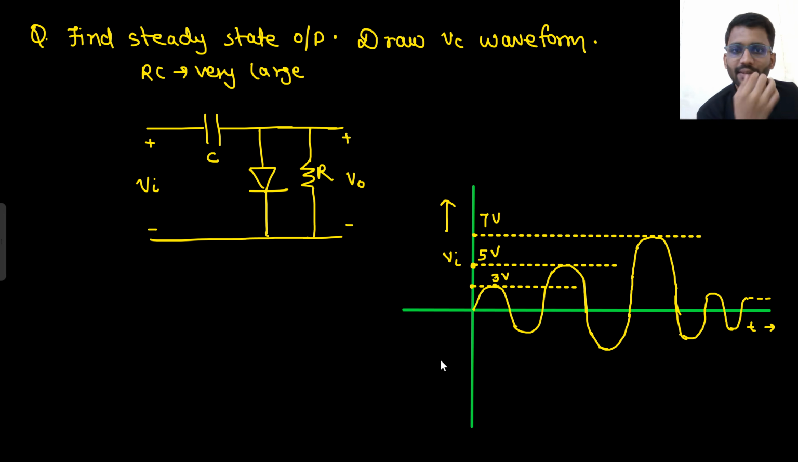Okay, so this is the question that I just now designed. So the input is given, you need to tell the steady state output voltage, also you need to draw the VC waveform. So tell me what will be the steady state output? You should be telling it correctly.